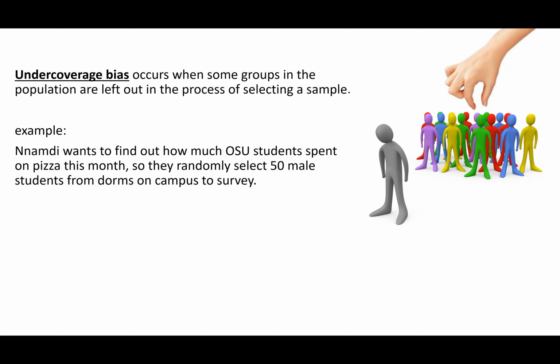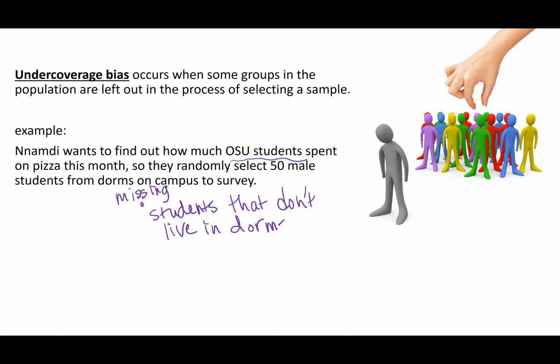Give this a second, think, why could this be problematic? Looking back, think about who the population is. They're looking at all OSU students, right? So they are missing students that don't live in dorms. And they're missing students that aren't male. This is super problematic.